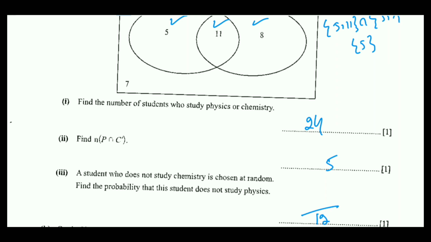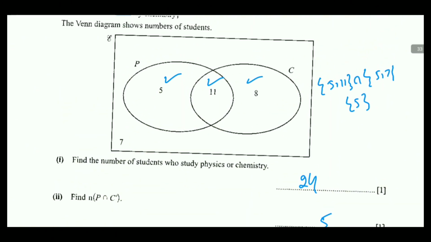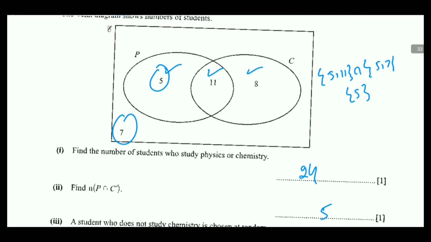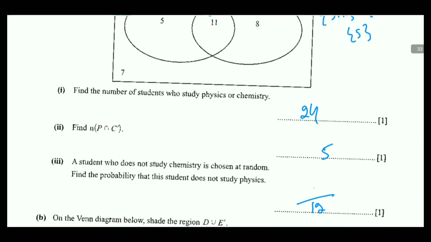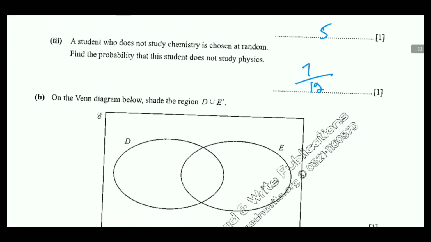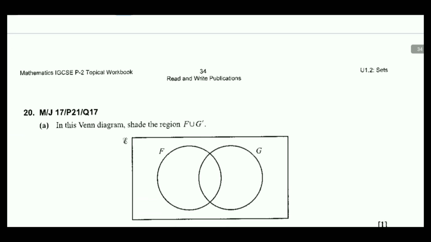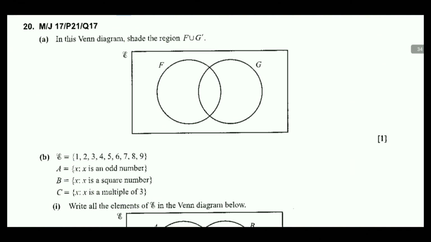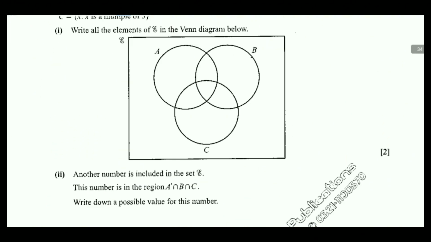Now read the second line. Find the probability that the student does not study physics. So from these two figures, which students do not study physics? 7. 7 are the students who do not study physics. 7 by 12 will be your required answer. You can do the next part by yourself. Part A of question 20, you can do by yourself. B part is also easy.